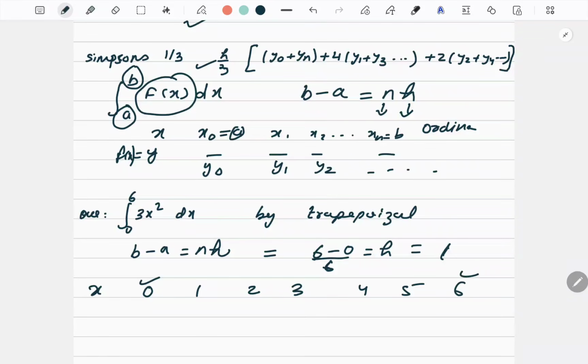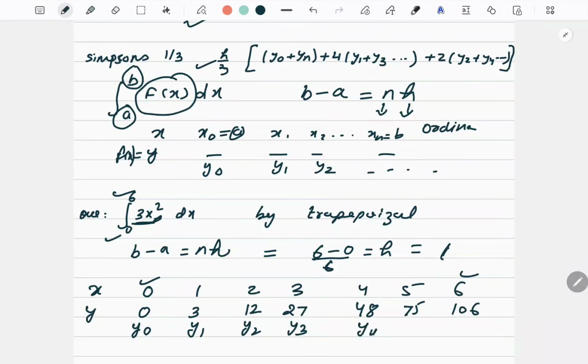From 0 to 6, from lower limit to upper limit. Now do y. Y means put the value here. So first when you put 0, you will get 0. So this is your y0. Now put 1. So you will get 3. This is my y1. Now put 2. So 2 square is 4. 4 3s are 12. This is your y2. Now 3. 3 square is 9. 9 3s are 27. This is my y3. Then I'll get 48, 75 and 108. This is y4, y5 and y6.